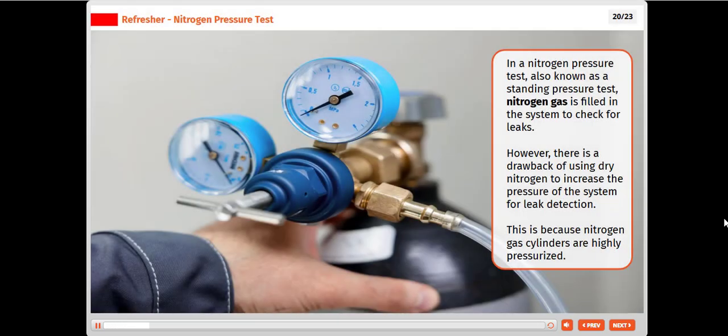In a nitrogen pressure test, also known as a standing pressure test, nitrogen gas is filled in the system to check for leaks. However, there is a drawback of using dry nitrogen to increase the pressure of the system for leak detection. This is because nitrogen gas cylinders are highly pressurized.